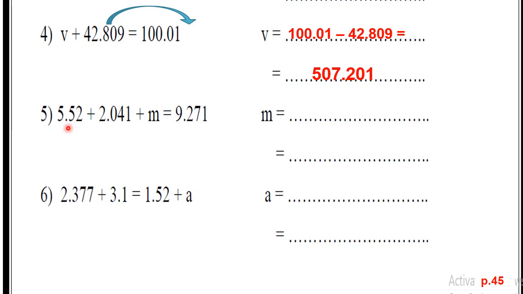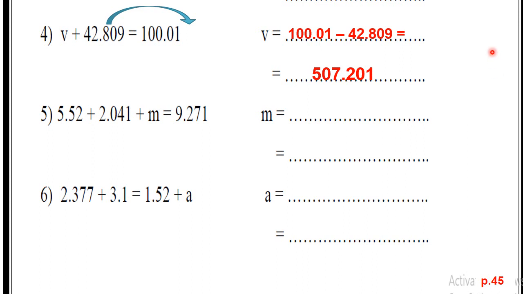In number 5, 5 and 52 hundredths plus 2 and 41 thousandths plus m equals 9 and 271 thousandths. Here we have 5.52 hundredths plus 2.41 thousandths plus m. So let's make it easier. So solve 5.52 and 2.041 at first. Let's make the draft. Here we have the draft. And now 5.52 and make balance, so add 0 and the other number down.